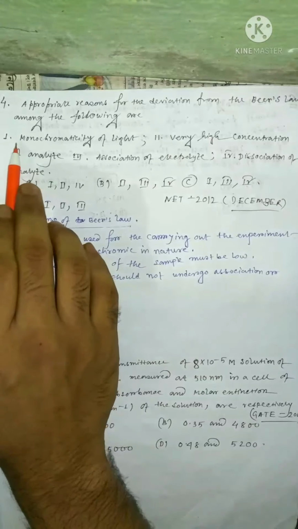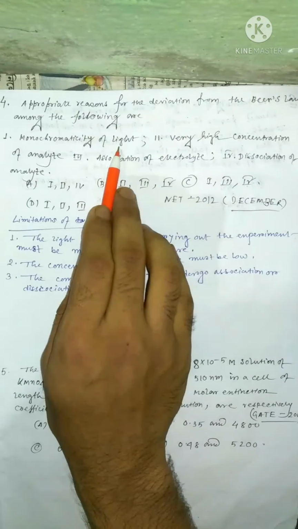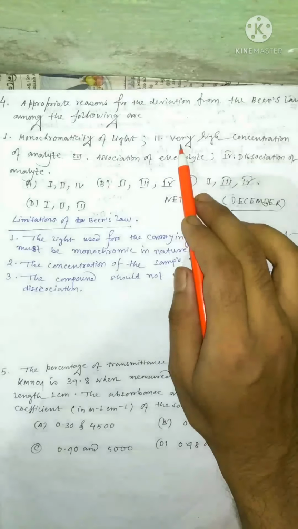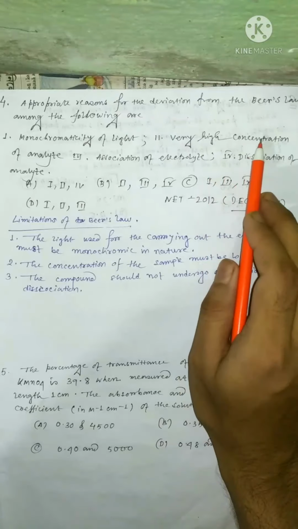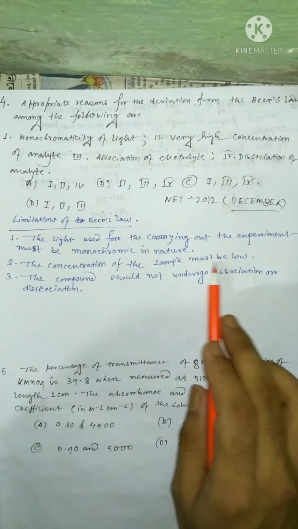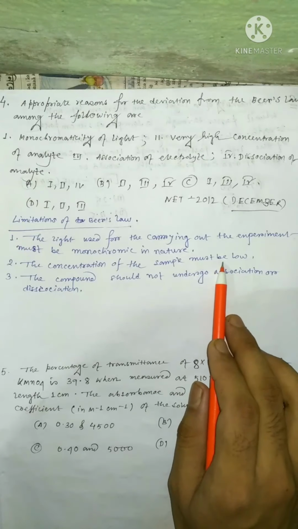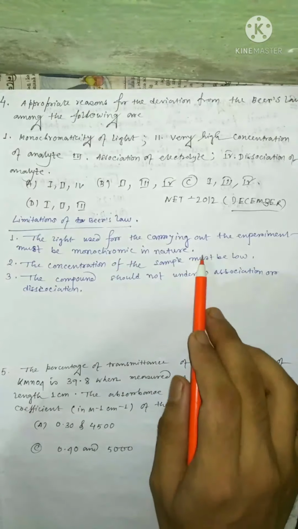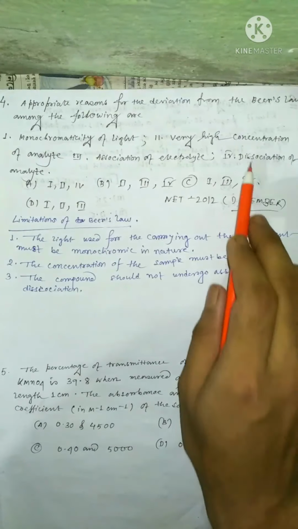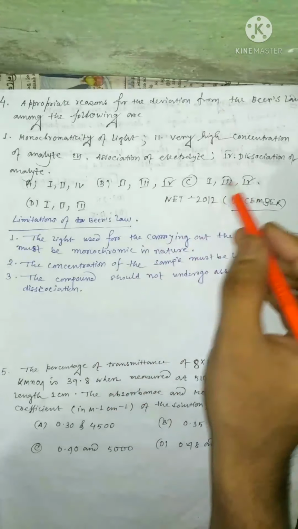Monochromaticity of light, no. Here also monochromatic is assumed. Very high concentration is not correct here. Here low concentration is the assumption. Here association of electrolyte, no. Association of electrolyte.